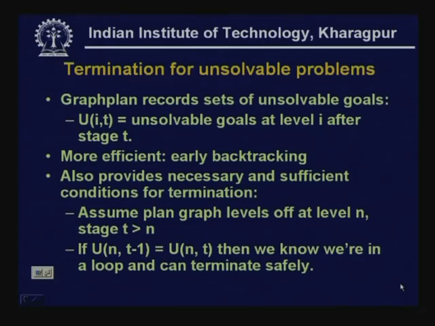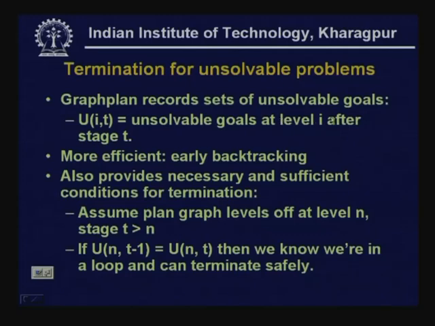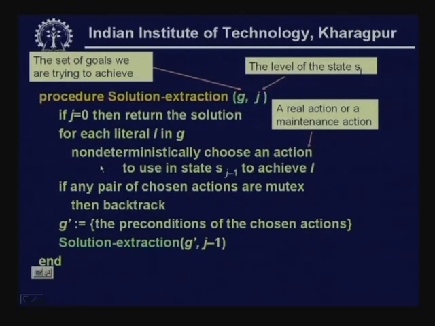Now, how does GraphPlan proceed? How long will GraphPlan proceed? After some time, GraphPlan will find that in the graph expansion phase, the propositions at level k are the same as those at level k plus 1. At that time we have reached saturation and we cannot expand the graph any further. If we have not found a solution, we stop. Also, GraphPlan can record the sets of unsolvable goals, which can make it more efficient.